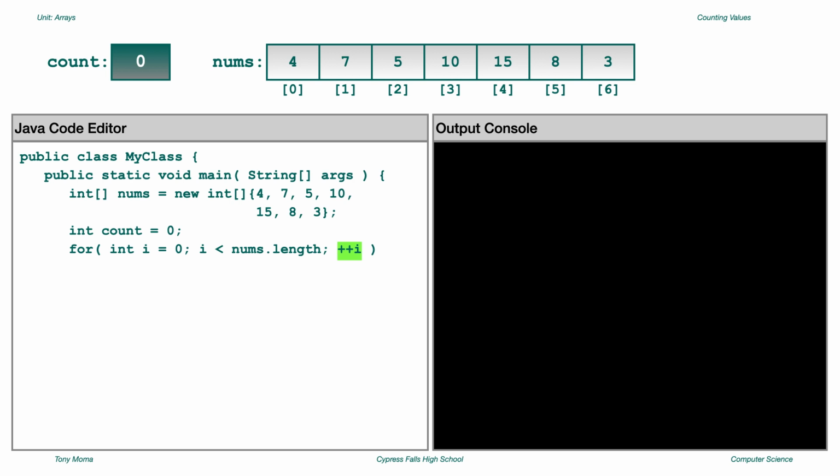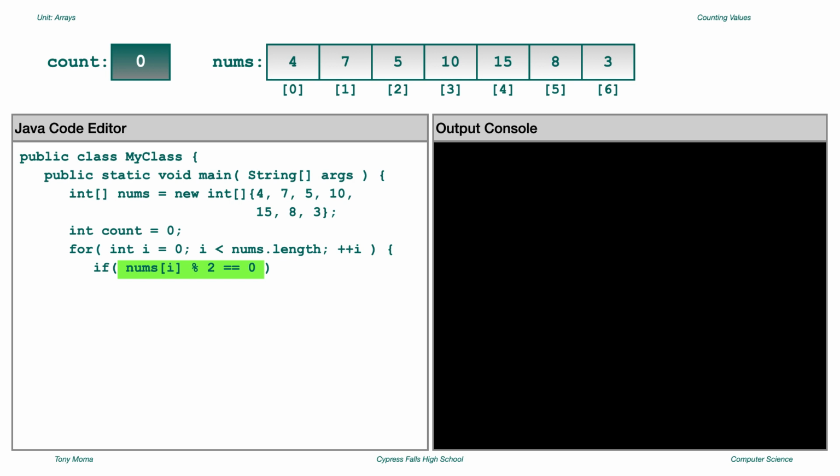Then inside the for loop, we're going to test each value to see if that value meets a certain property. We do that with an if statement. And then for our condition, we're testing to see if the value is even. We do that by checking if that number at index i modulus 2 equals 0. If a number modulus 2 equals 0, that means the number has no remainder when you divide it by 2, which means it's evenly divisible by 2, which means the number is even.